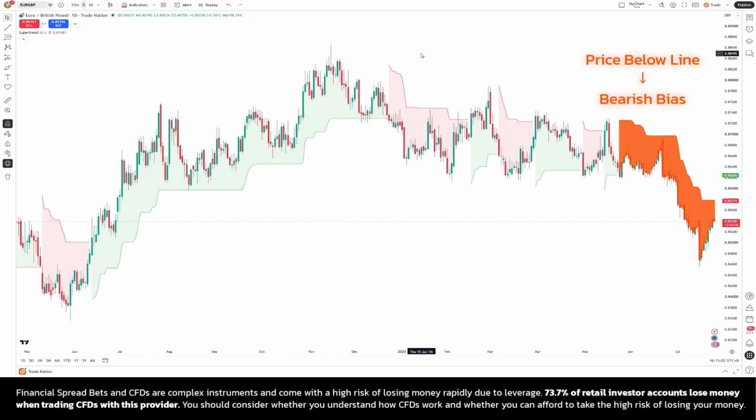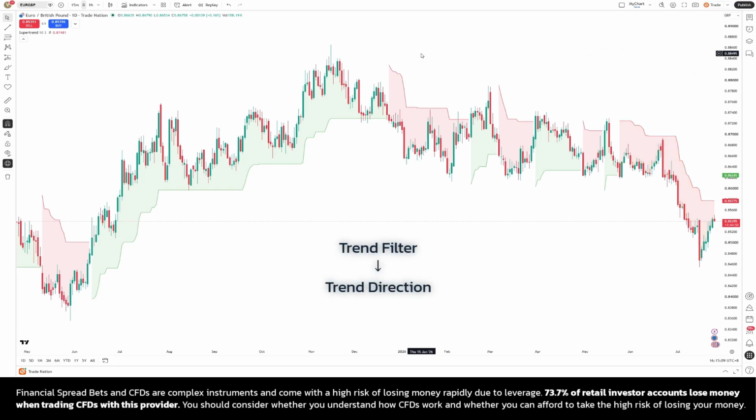When the line moves above price, the market is usually being read as bearish. This makes Supertrend useful as a trend filter, because it gives a clear view of whether price is trading with upward or downward pressure. The important point is that Supertrend is not trying to predict every price movement. It reacts to price and volatility.